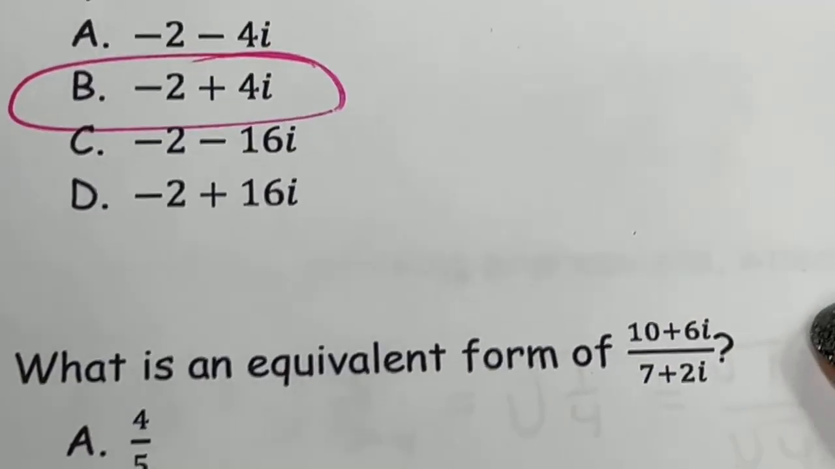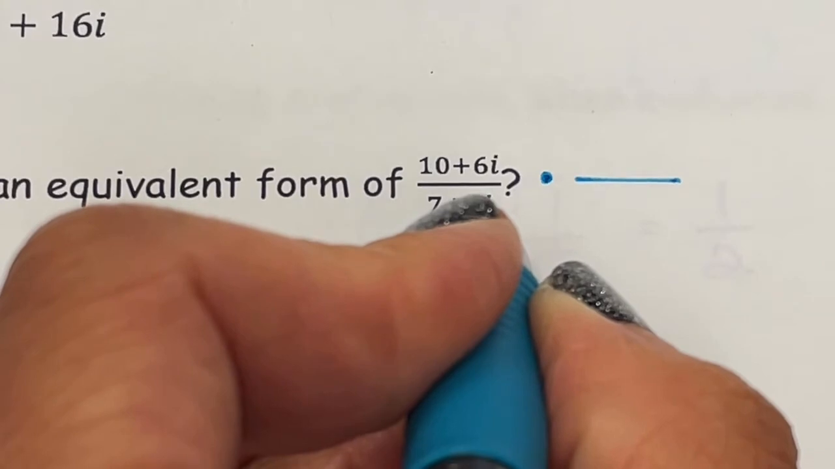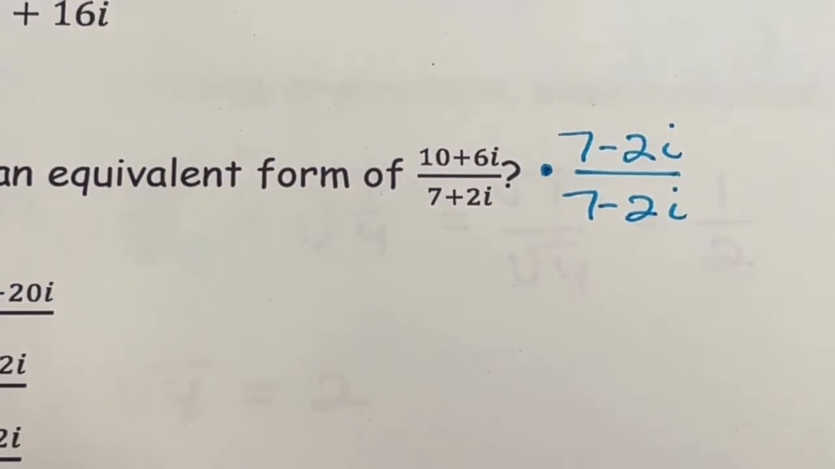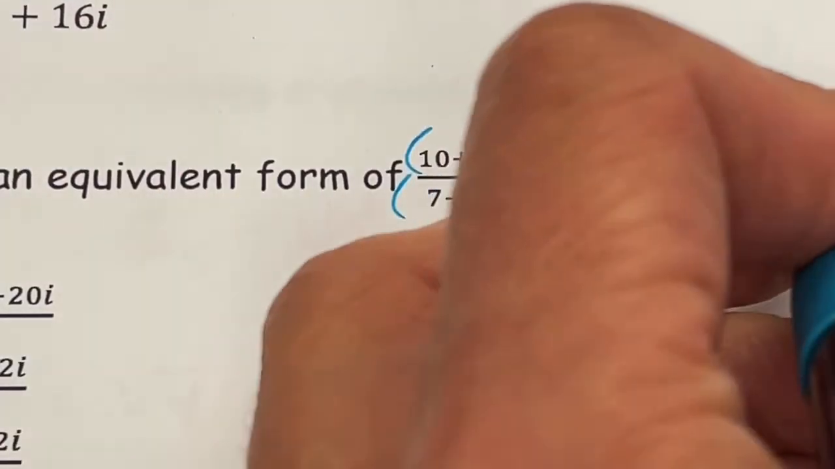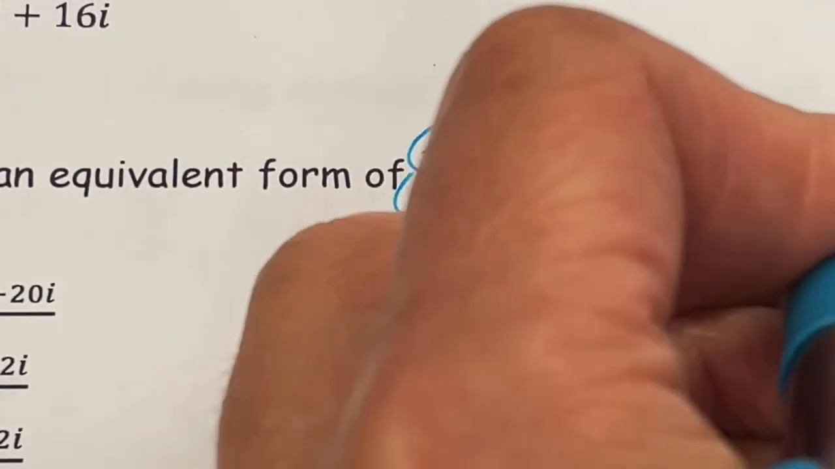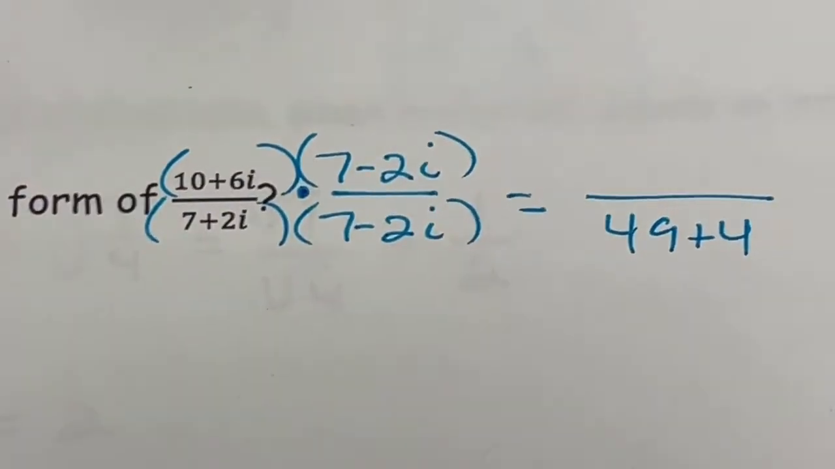Number 18, here's another complex conjugate problem. We need to get the i out of the denominator. So I need to multiply top and bottom by the complex conjugate of 7 plus 2i. Its complex conjugate is 7 minus 2i. You only ever change the sign in the middle. Okay, and remember the pattern. With the denominator, it's just the first number squared plus the second number squared. Well, 7 squared is 49, 2 squared is 4, so 49 plus 4.